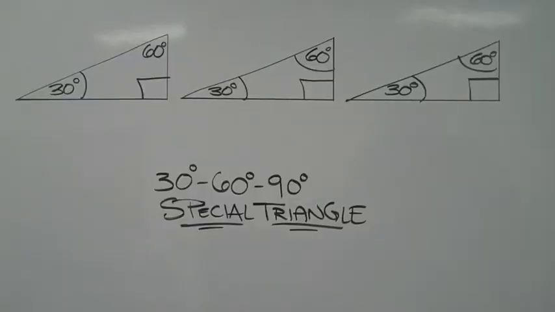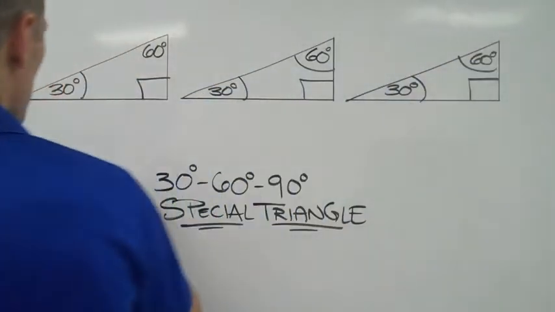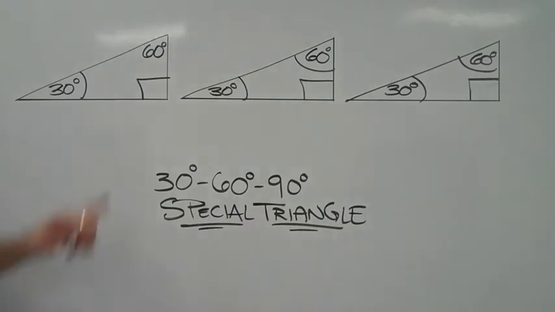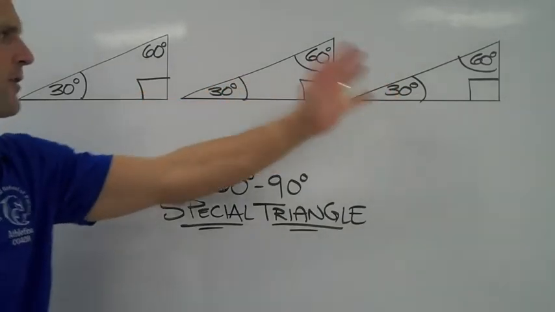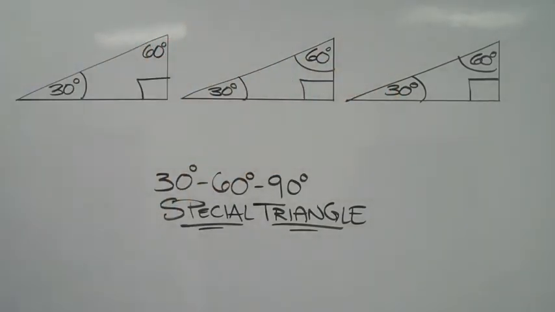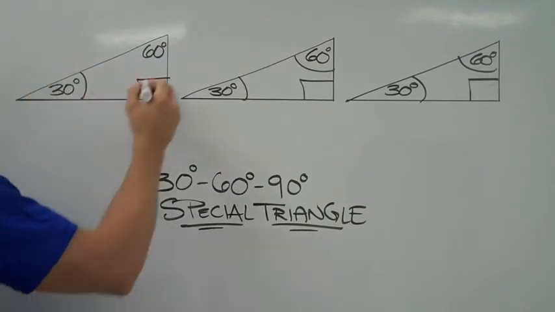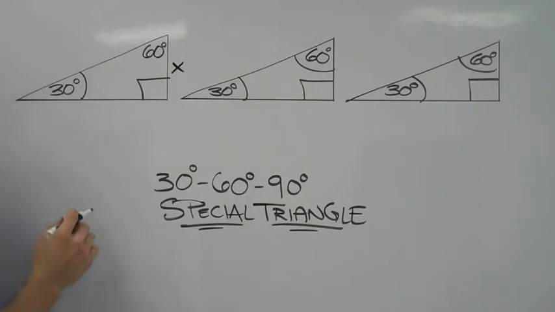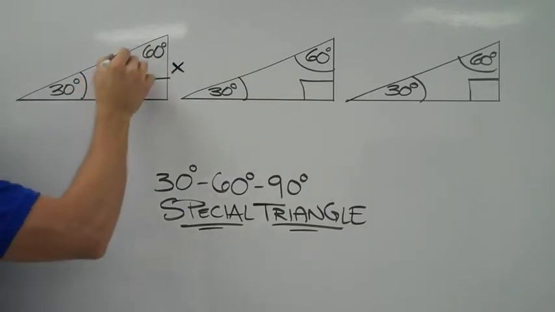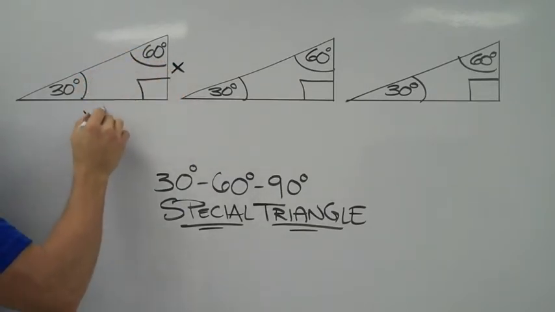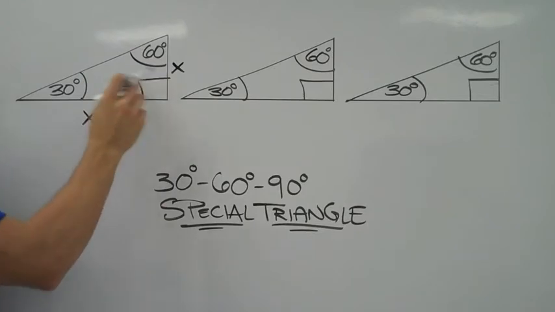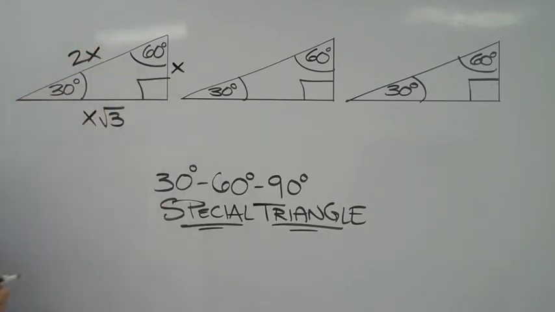In our second special triangle, we have something called a 30, 60, 90 special triangle. Again, we have 90 degrees, so obviously opposite our 90 degree angle, we have our hypotenuse. Opposite the 30 degree angle, we're always going to have x. Opposite the 60 degree angle, we're going to have x square root of 3. And opposite the right angle, we'll have 2x. x, x square root of 3, 2x.